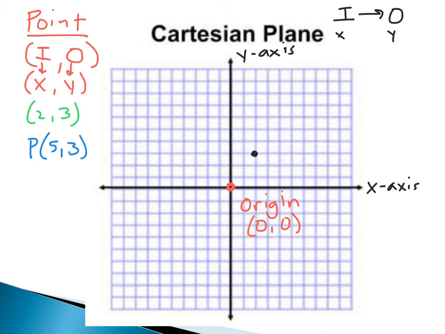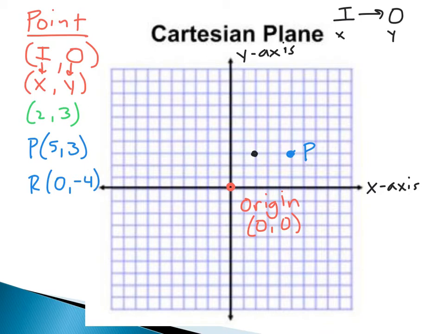So that means my point is going to be, I lost count, 1, 2, 3, 4, 5, up 3, right there. So that would be point P. So if I give you points, the first thing I'd be able to do is recognize where those points are. Let me give you another example. If I said point R, say R was at (0, negative 4), how would I plot that?